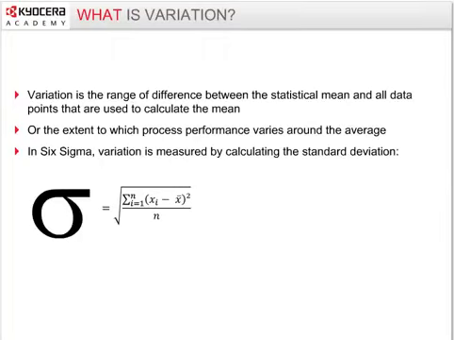First, we will answer the question of what is variation. Variation is the range of difference between the statistical mean and all data points that are used to calculate the mean. In other words, it is the extent to which process performance varies around the average. In Six Sigma, variation is measured by calculating the standard deviation.